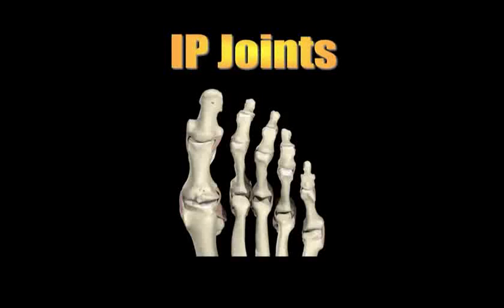The last joints are the IP joints. These are simple modified sellar joints with 1 degree of freedom of motion. That is going to be flexion and extension. With flexion, we get a plantar glide. With extension, we get a dorsal glide.